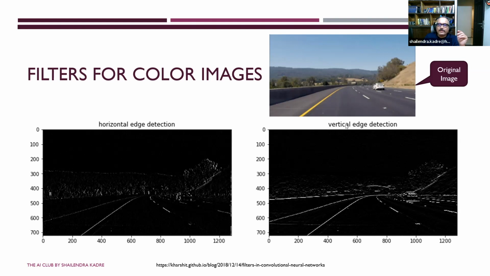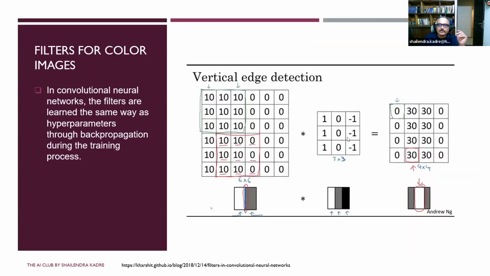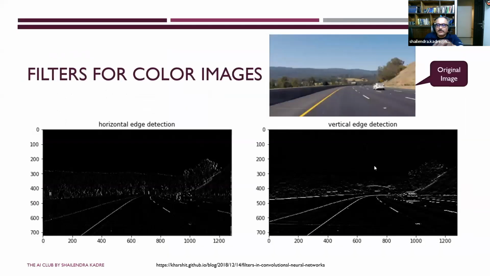If I convolve with a vertical edge filter, and a vertical filter means something like this, 1, 1, 1 in a column, 0, 0, 0 and -1 like that, then you will see something like this. Some details of the car are seen. I'm giving a real life example. Okay, now these are about filters.